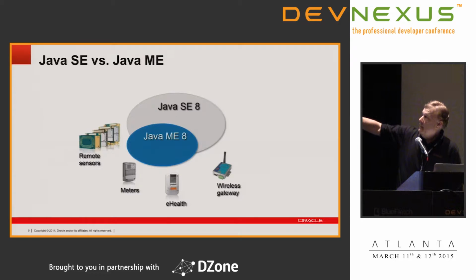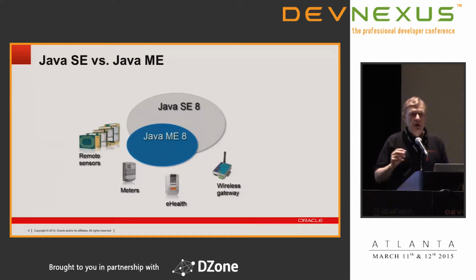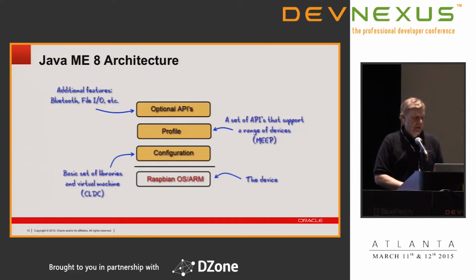So Java ME8 is essentially a subset of Java SE8, plus it's got some things specific to talking to hardware. And it's good for things like embedded kinds of applications, remote sensors, meters, gateways, things like that, and Raspberry Pis, and peripherals for Raspberry Pis.